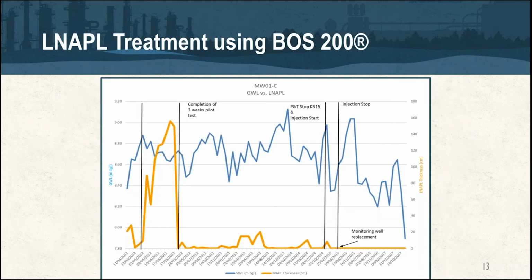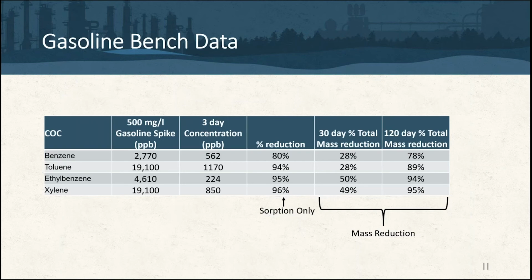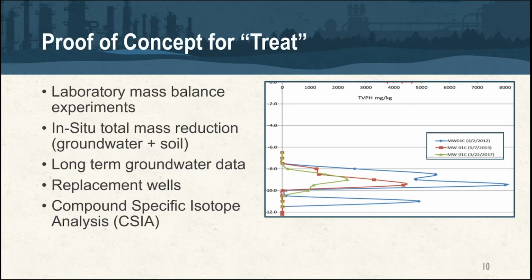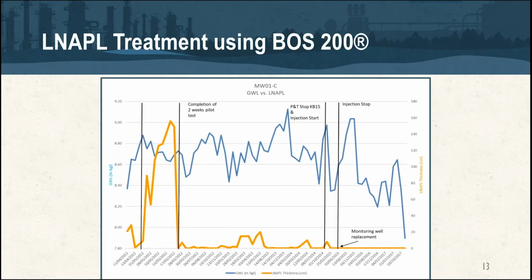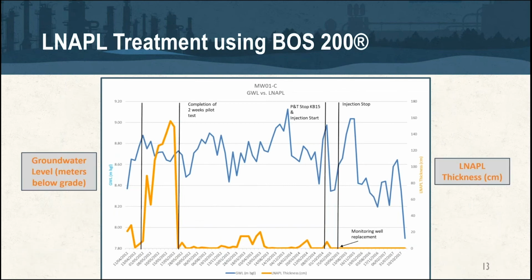So this is some LNAPL treatment data using BOS 200. This is the site that correlates with the soil data that I showed you a few minutes ago. This is the NAPL gauging data for that site. The fonts are a little small, so I blew them up for you. The groundwater level in meters below grade is on your primary, your LNAPL thickness in centimeters is on your secondary.